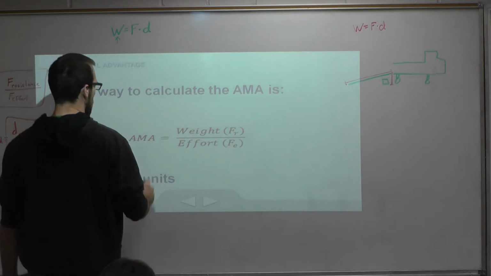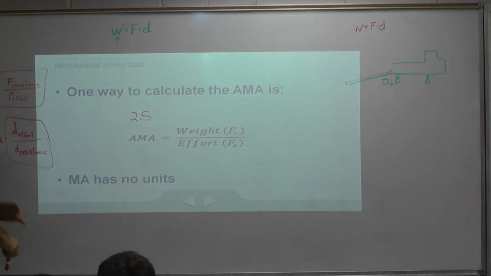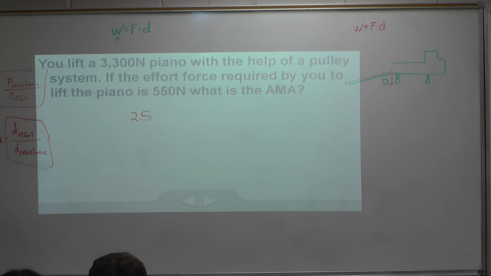So I plug in some numbers and I find the AMA is 2.5. Someone tell me what that means. Raise your hand. Tell me what it means if I have an AMA of 2.5. Sid? It's 2.5 times easier. Okay. Does that mean 2.5 times more force or less force? Less force. Think about what's easier. Less force is always easier. Okay? Let's do a problem. Everybody got this? Okay, do this.